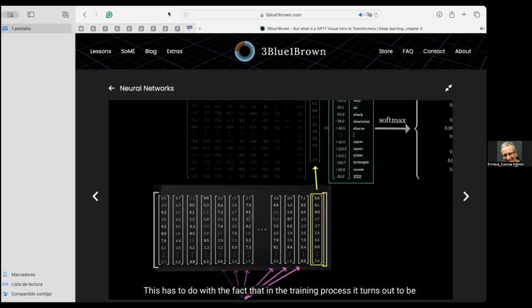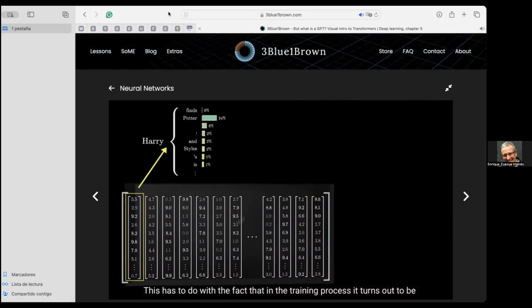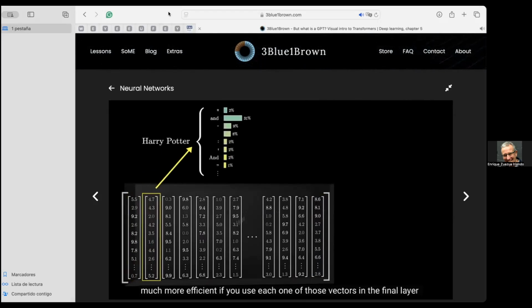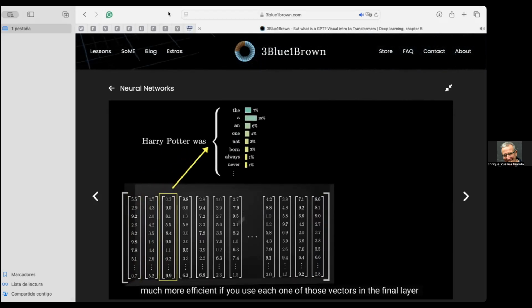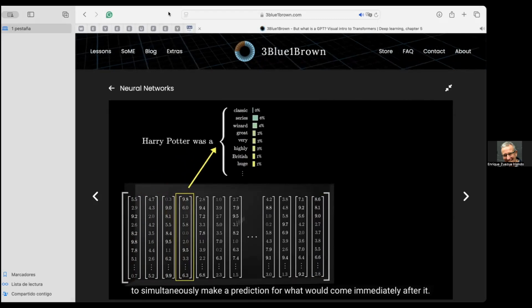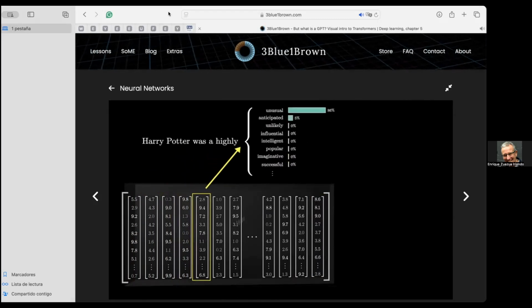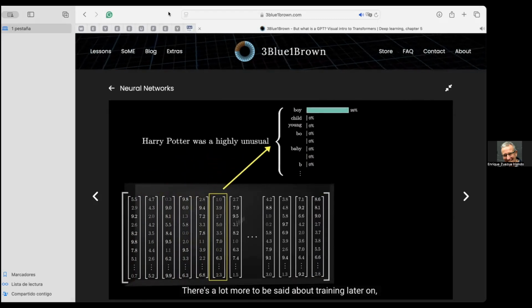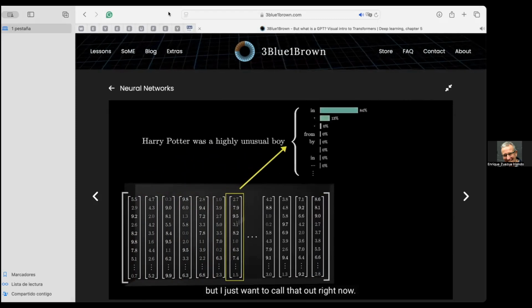This has to do with the fact that in the training process, it turns out to be much more efficient if you use each one of those vectors in the final layer to simultaneously make a prediction for what would come immediately after it. There's a lot more to be said about training later on, but I just want to call that out right now.